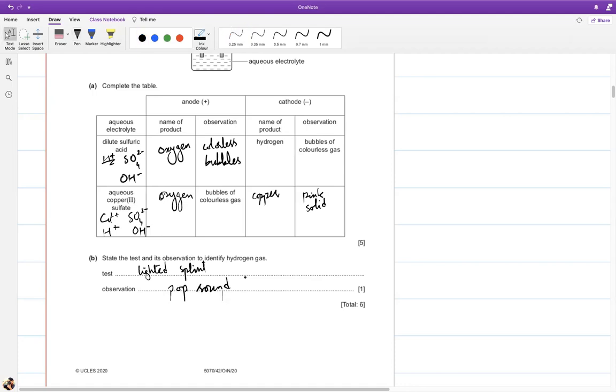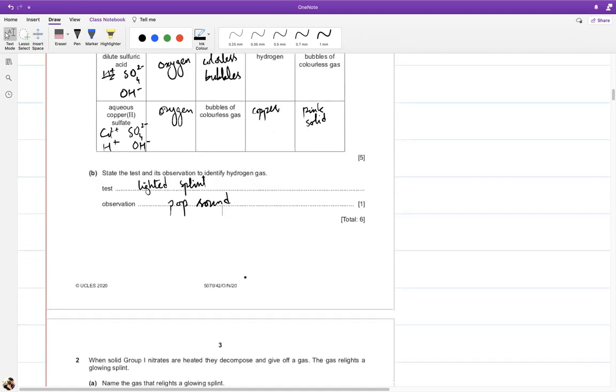You don't have to write that it extinguishes with a pop sound, because the reason it extinguishes is because it's just a small lighted splint, but hydrogen is actually explosive, and in presence of oxygen it won't extinguish. If you had enough fuel, then it will actually start burning with an explosion. So extinguishing is not the test. The observation should be that you have a pop sound.